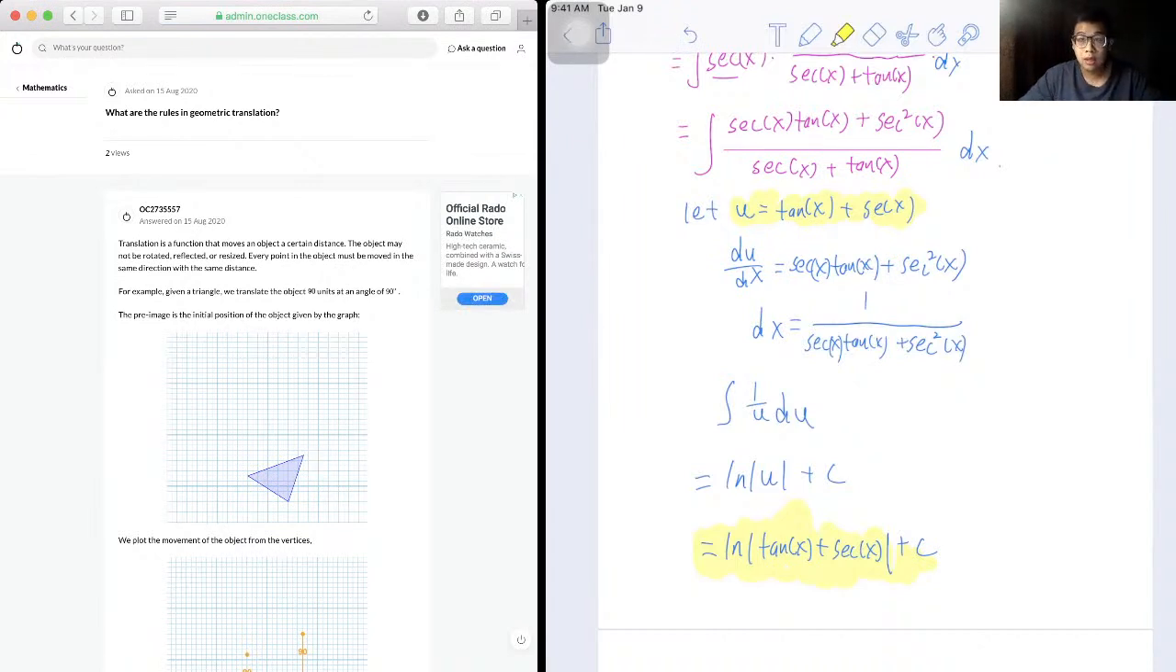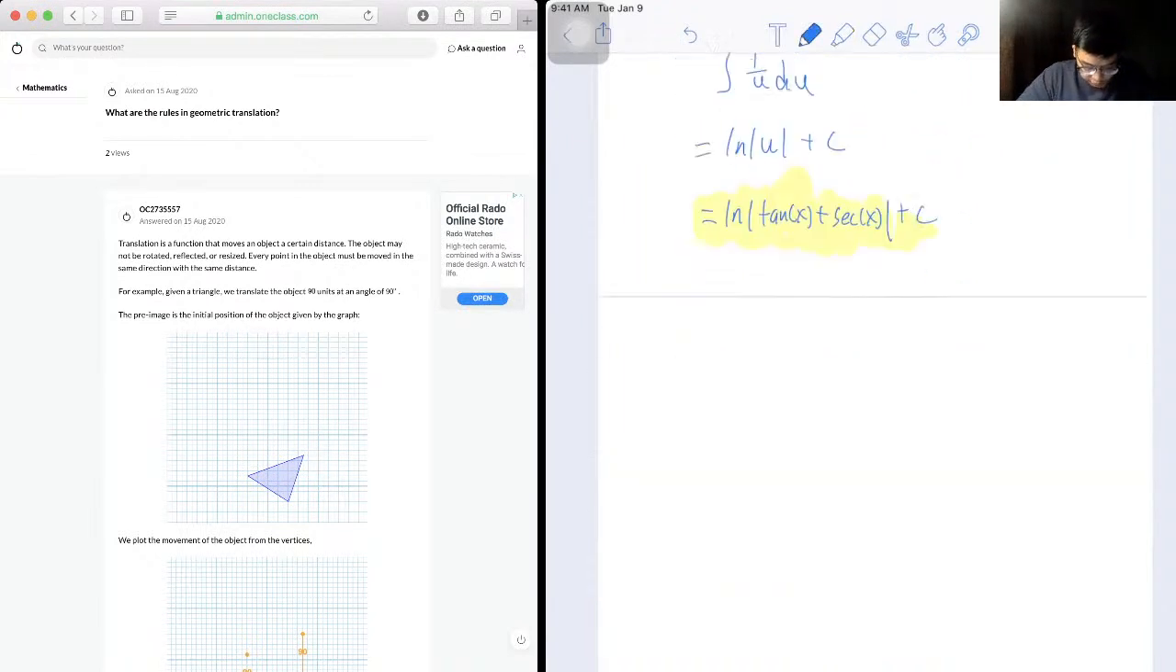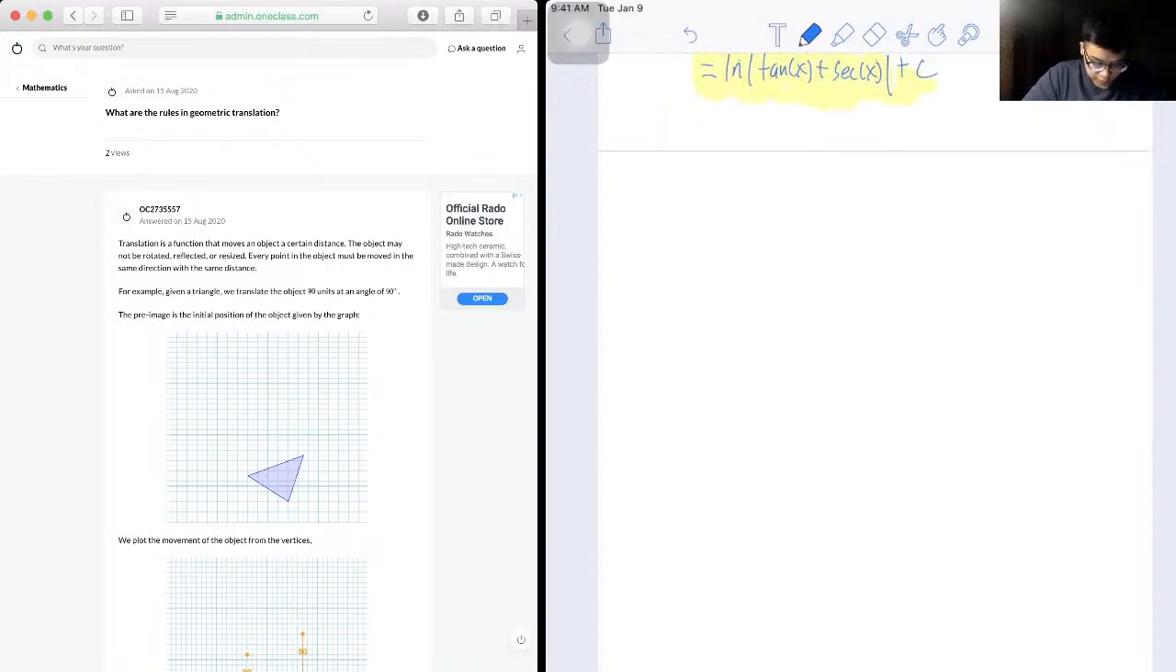Right. So moving on, the second question, we need to find out the rules in geometric translation.